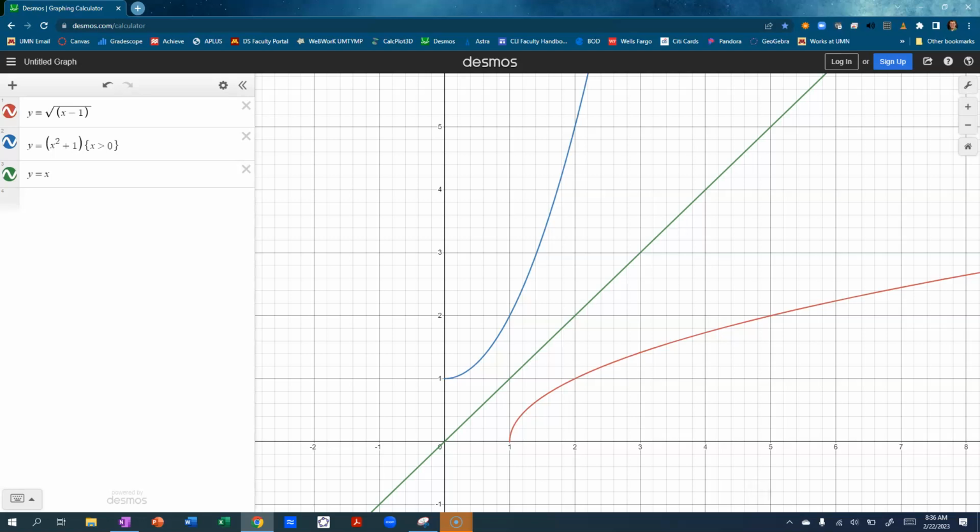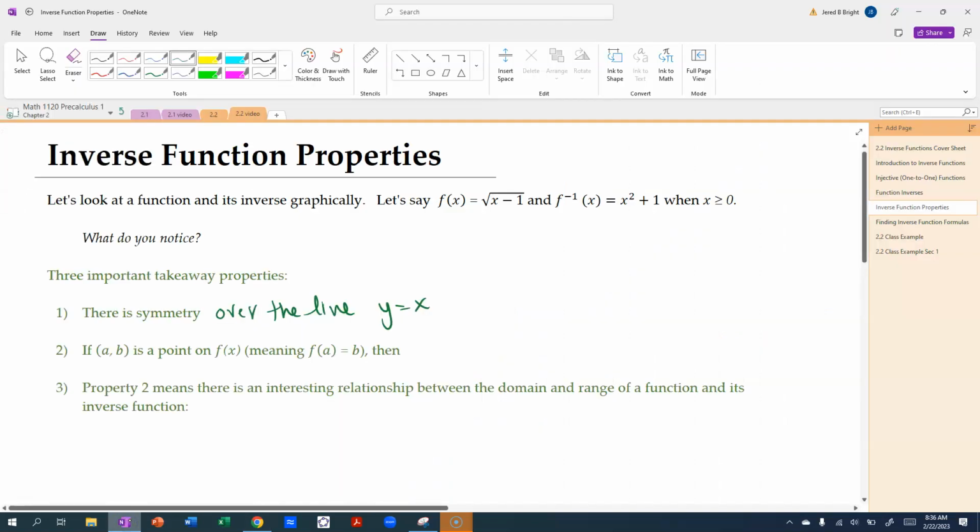Similarly, if I have the point (2, 1), I should find the point (1, 2) on my other function. Oh, look at that, isn't that fun? And then here I'd have (5, 2), so then (2, 5) should be on my inverse function, right? (2, 5), it is indeed. So if (a, b) is a point on the original function, then (b, a) is a point on f inverse of x. So interchange the x and y.